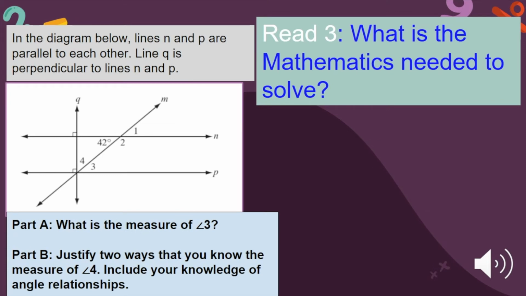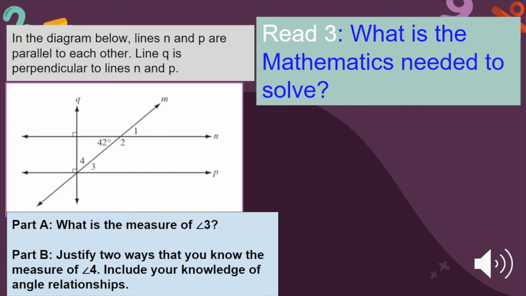In read 3, we have to determine what mathematics is needed to solve this problem. We also need to use our knowledge of angle relationships of parallel lines cut by transversals in order to calculate the measure of angle 3 and angle 4. Now it's time to analyze the lines.